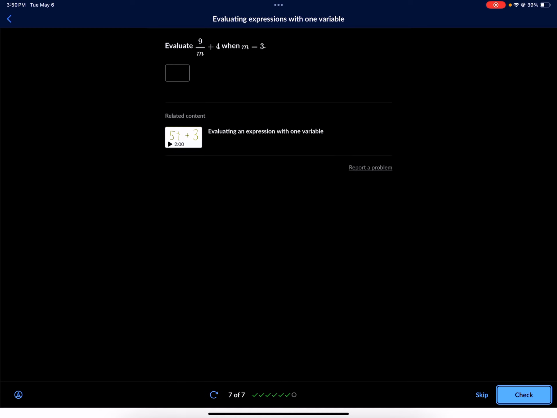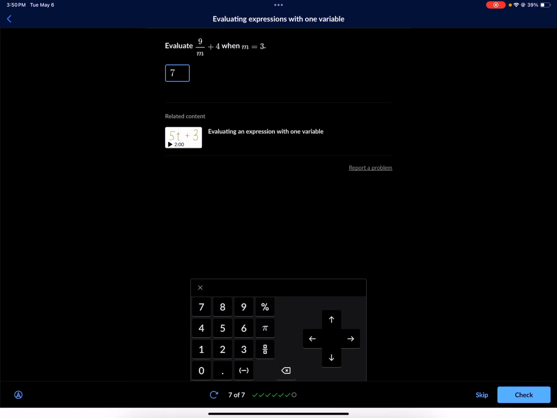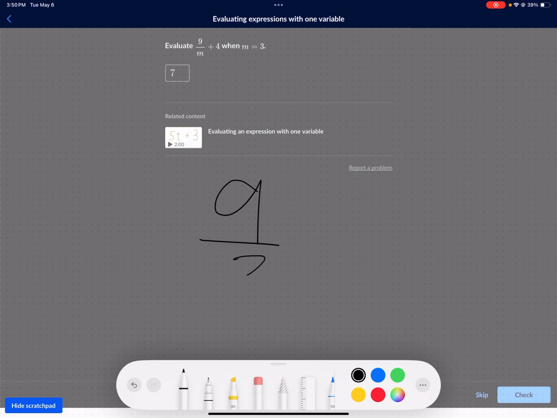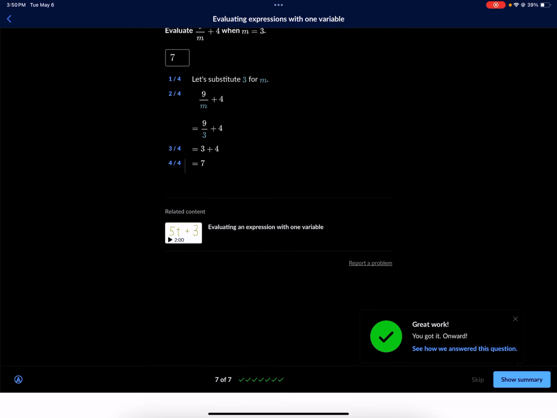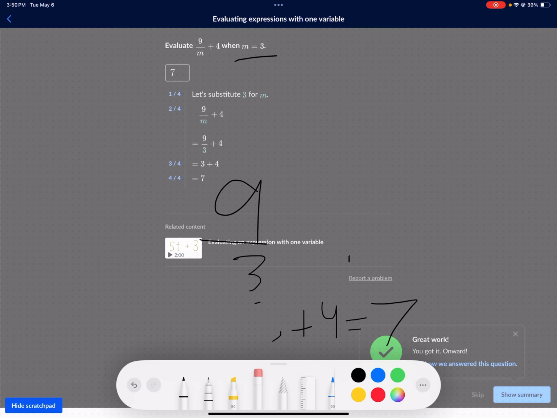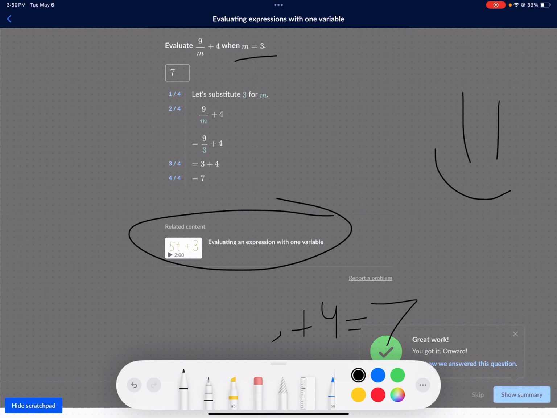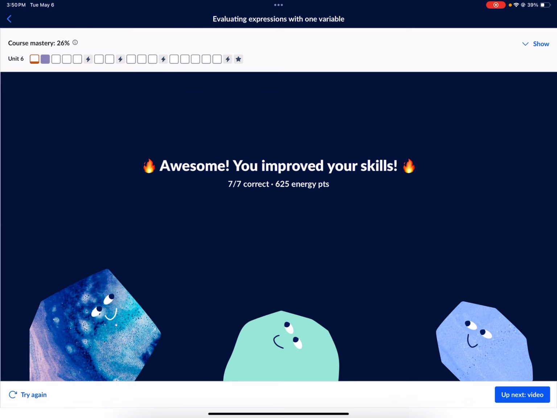Okay, so last problem. I'll let you guys take a crack at this, and then we'll go over it. So go ahead and pause right now. We substitute here, so we have 9 over 3 plus 4. 9 divided by 3 is 3, and then plus 4 is equal to 7. So if you got that right, good job. If you didn't, here is the video. And happy studying.